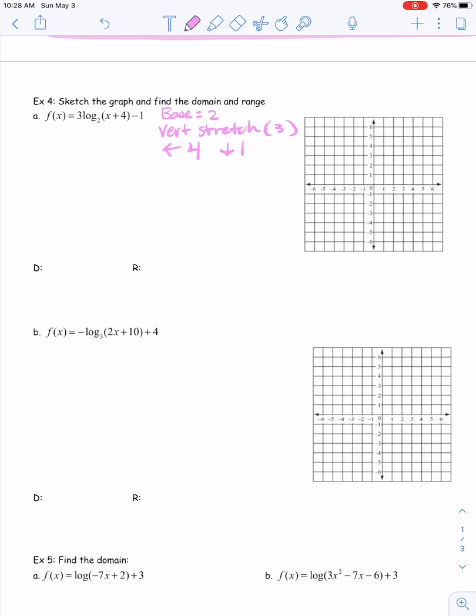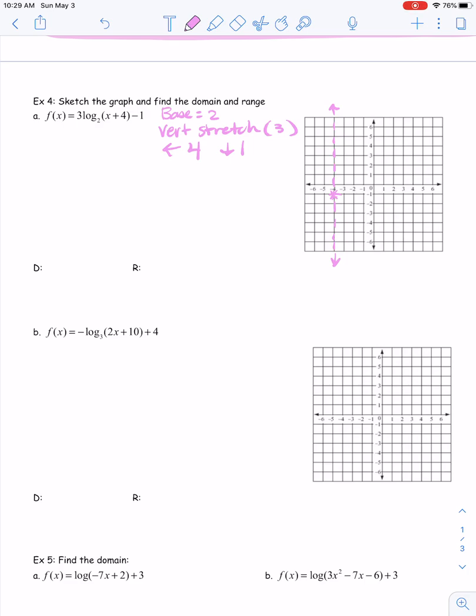So that left 4, down 1 is like my new center. It's my new origin. So I'm going to go ahead and put that little X or that star there just like I did in exponentials, right? In exponentials, we located that new origin and then we went ahead and put our horizontal asymptote. So for logs, we can locate our new center and then we can go ahead and put our vertical asymptote.